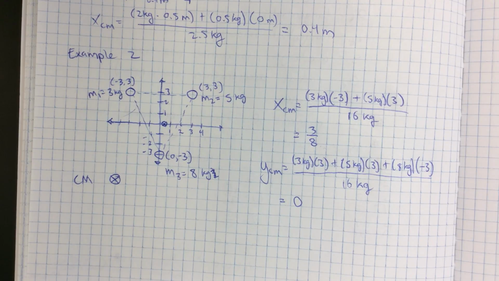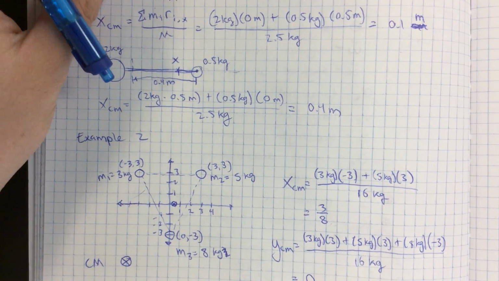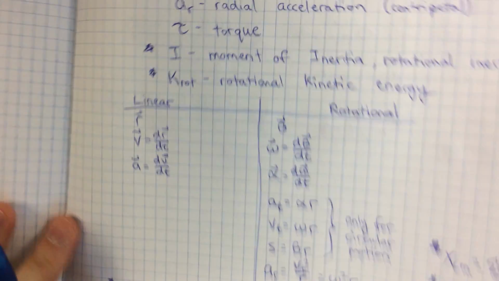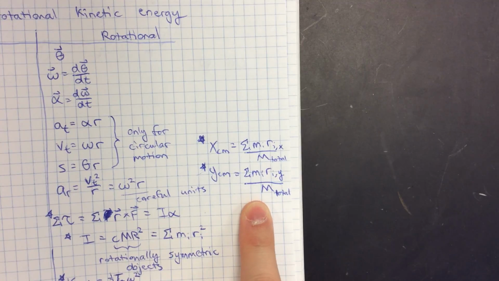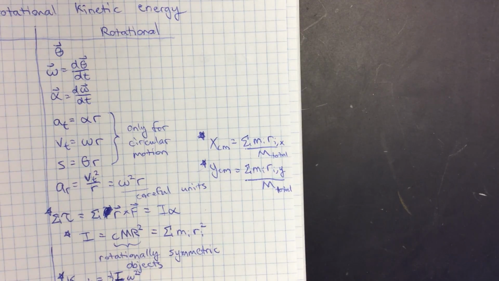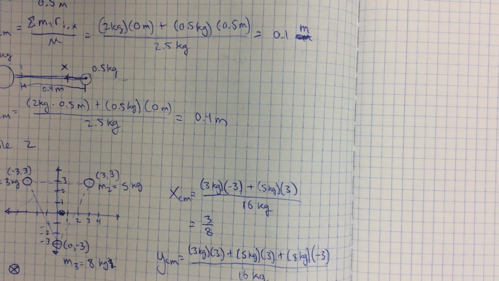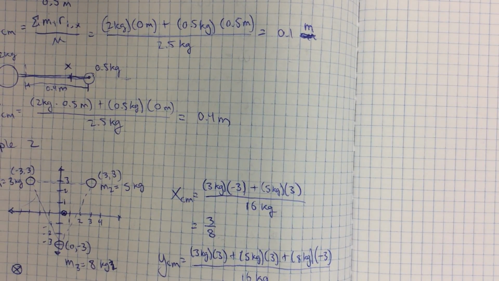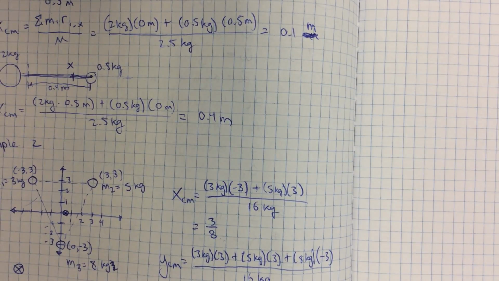Let's do this. Sorry, let me go back. This is the easy version. This is if you have discrete particles, distinct objects that have a concentrated mass. What we did here is we treated these spheres as if they were uniformly weighted, so that you can treat them like all the weight is concentrated in the center.